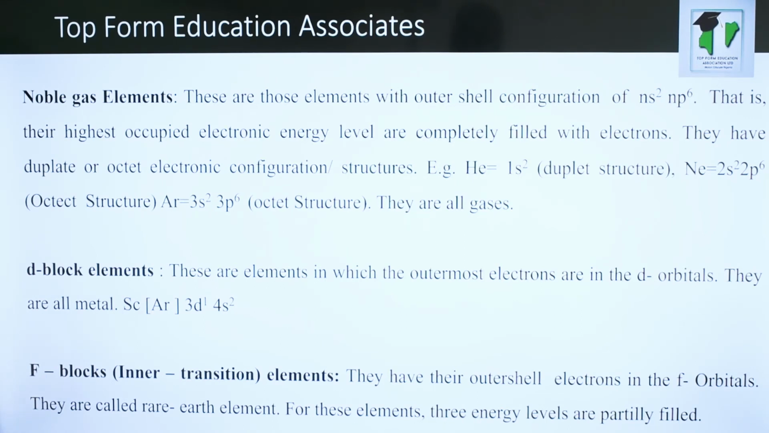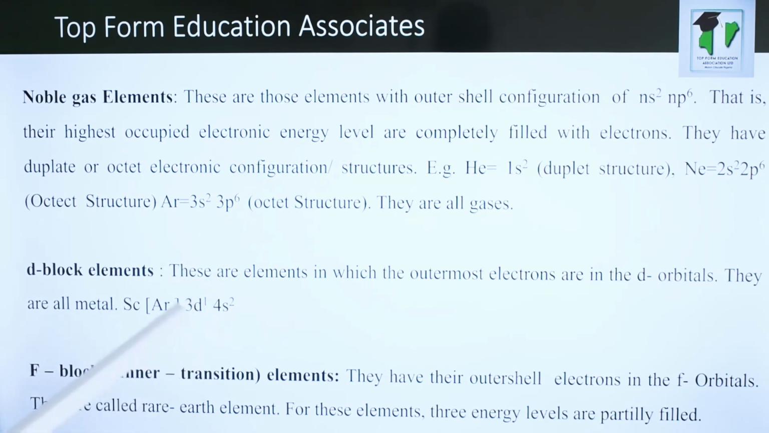Therefore, if an atom on its own has a complete octet structure or duplet structure, there is no need for it to donate electron again or accept electron in order to attain stable electronic configuration. So that is why noble gases do not react, simply because they have a complete electronic configuration in the form of either duplet structure or octet structure. I hope you are following.